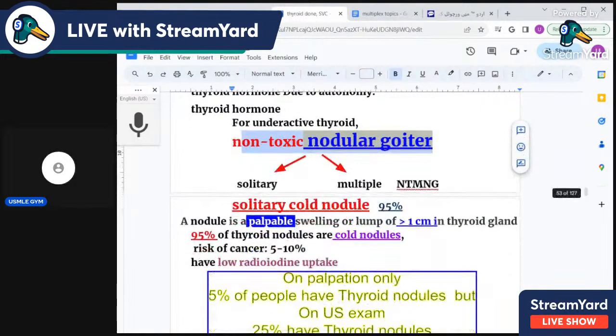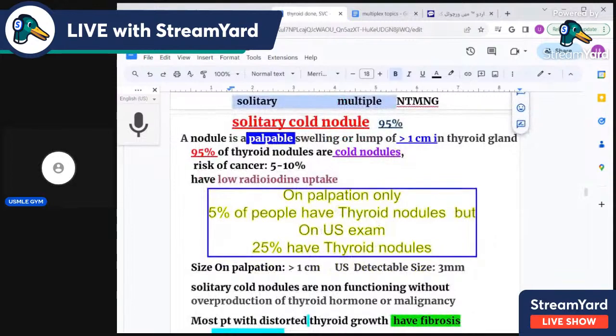Now we go to non-toxic nodular goiter. It may be solitary nodules, multiple nodules, or both. Let's discuss the solitary cold nodule. The most common cause of a nodule is a solitary cold, non-functioning nodule. It's palpable if it's more than 1 centimeter in diameter. It occurs in 95% of cases, but is palpable only in 5% of cases.